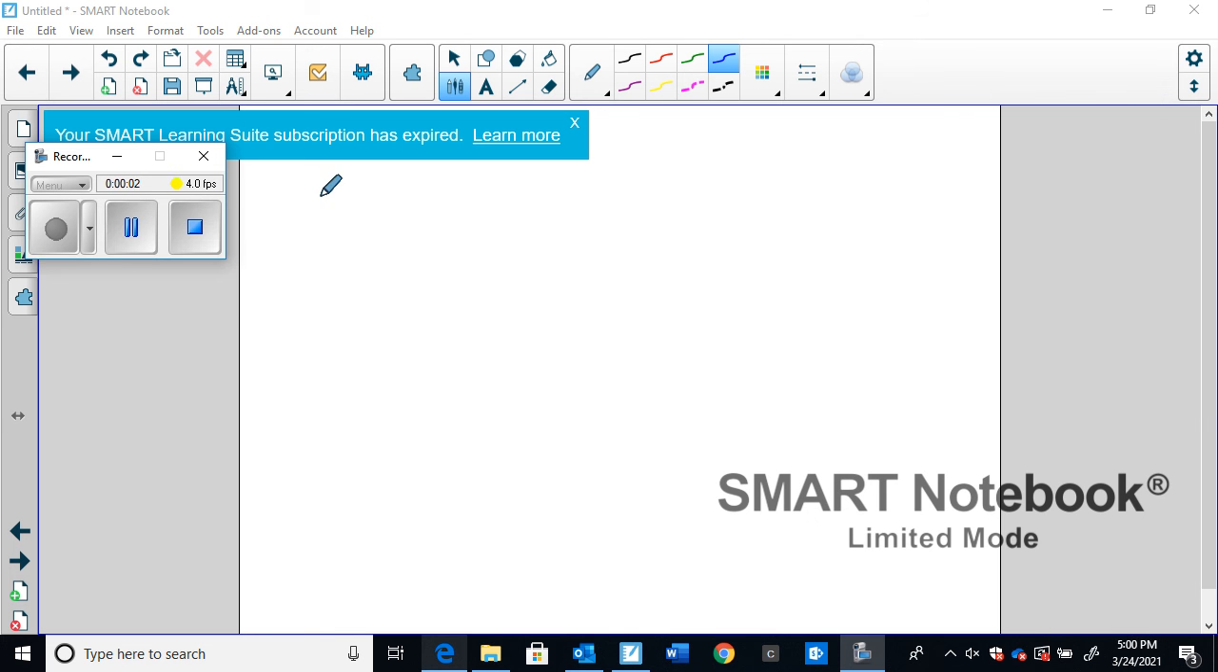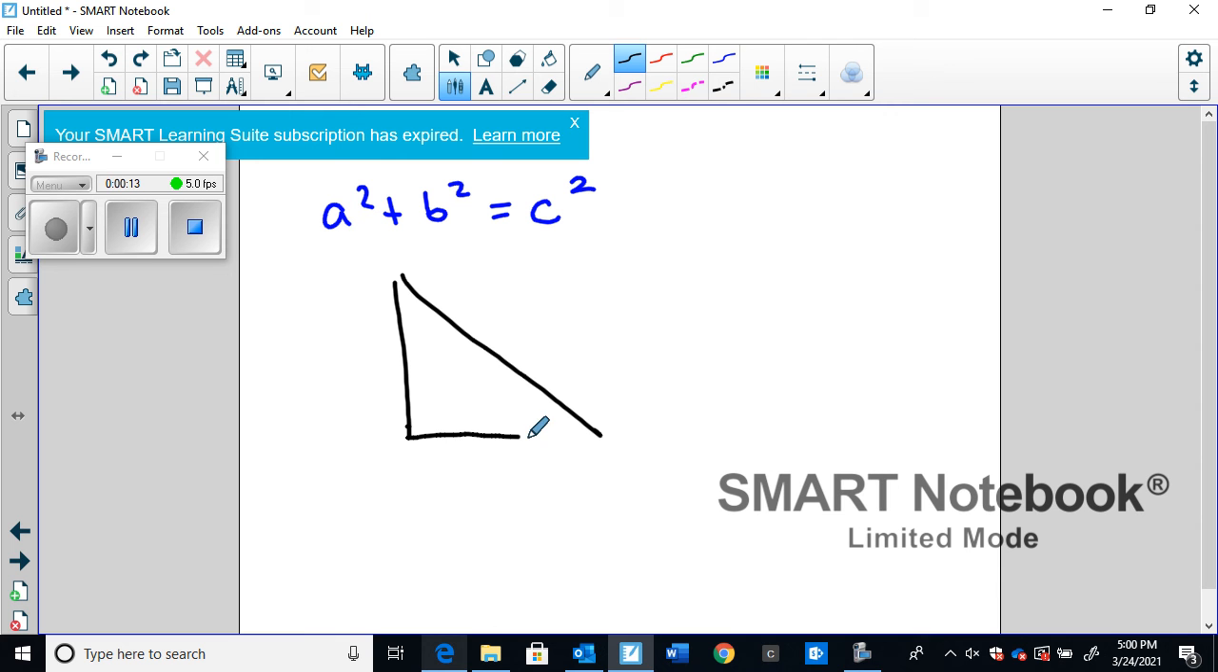All right, to use the Pythagorean theorem, a squared plus b squared equals c squared, we look at a particular right angle triangle. Now this only works for right angle triangles. So you have to see that 90 degrees there. If it's not a 90 degree triangle, the Pythagorean theorem will not work. Okay, so it's only for right angled triangles.